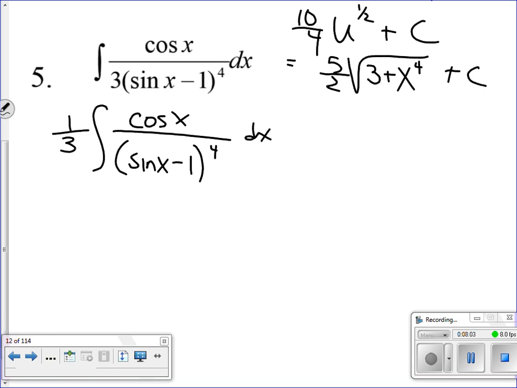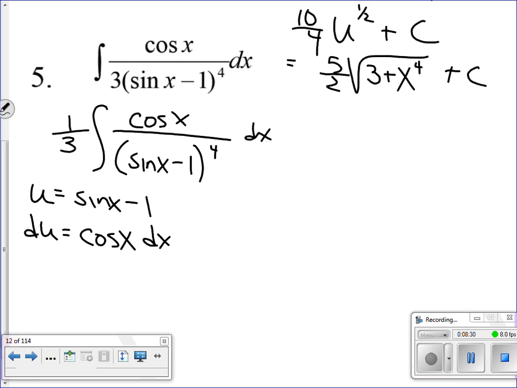Okay, so let's see if we could make u the inside function. If we let u equal sine x minus 1, du equals cosine x dx. And we have a cosine x. So that's good, because if we didn't have it, we couldn't have done this. And in this case, we do not need to multiply by any missing factors of du. There's only, oh, I forgot my dx. Sorry about that. Yeah, we've got it.